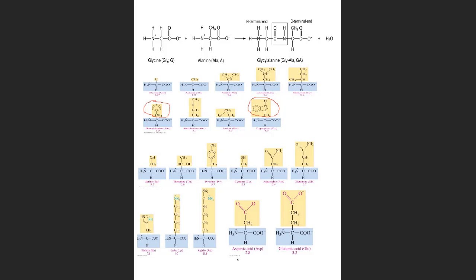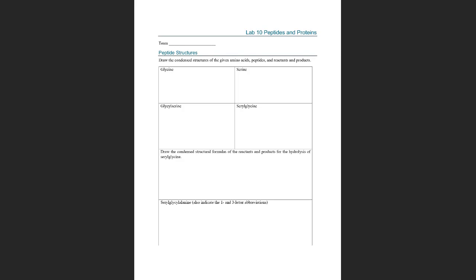So now that I gave you a quick overview, so you have an idea of what amino acids and proteins are, let's go over the report that you have to complete. The first thing that you will have to complete here is to draw the structure. Draw the condensed structure of the given amino acids, peptides, and reactants and products.